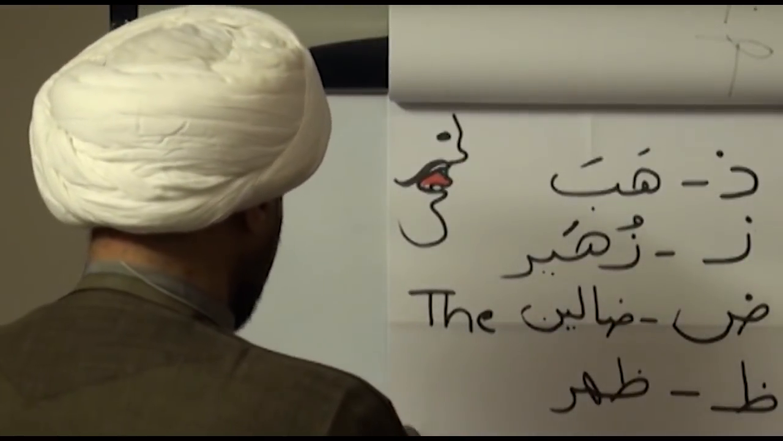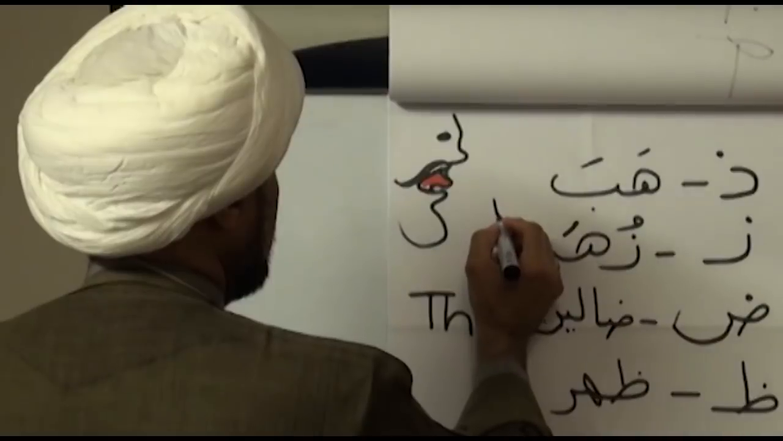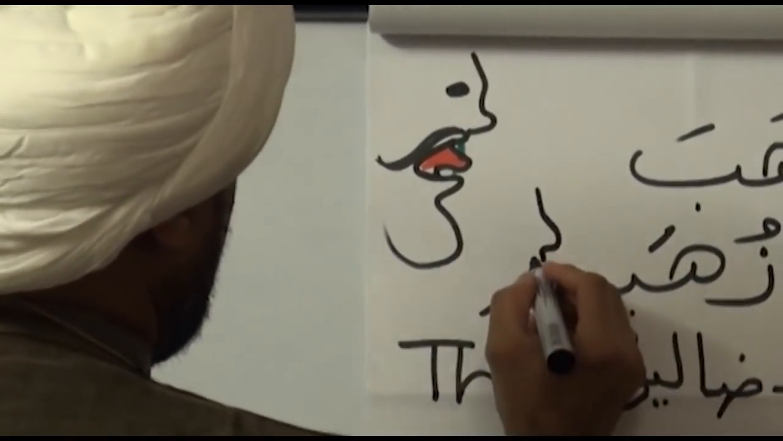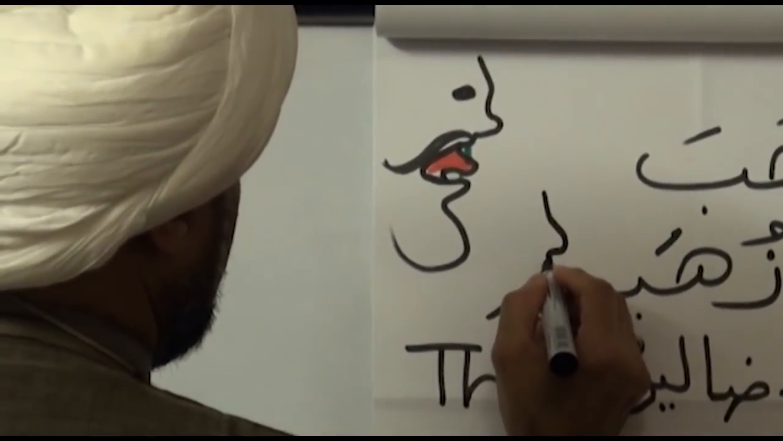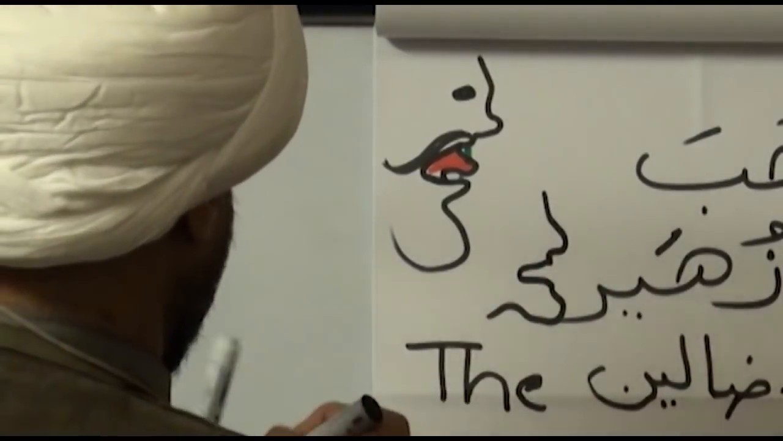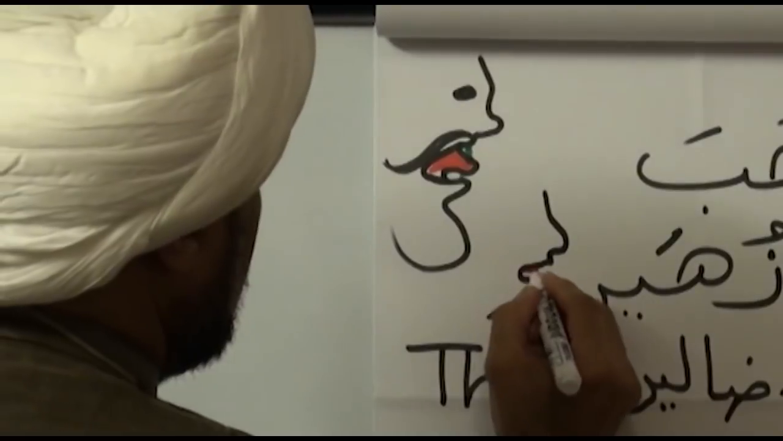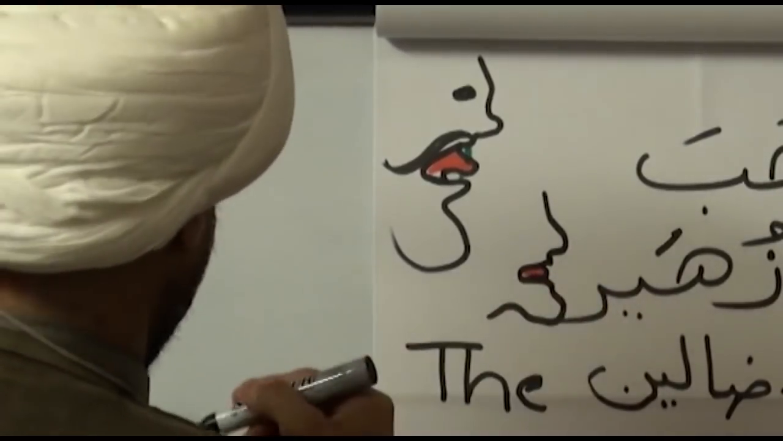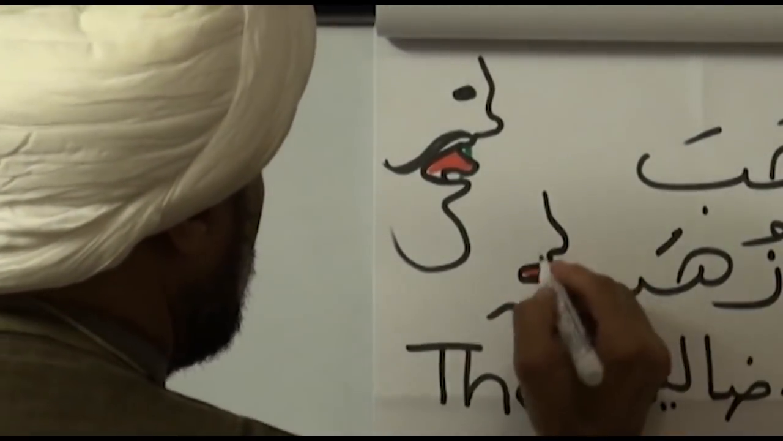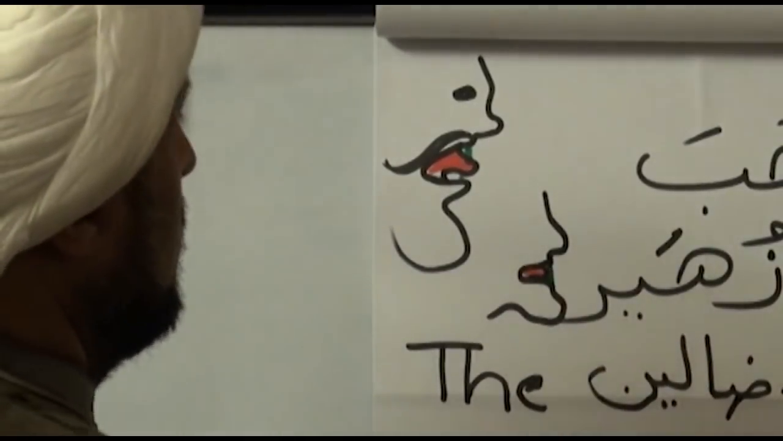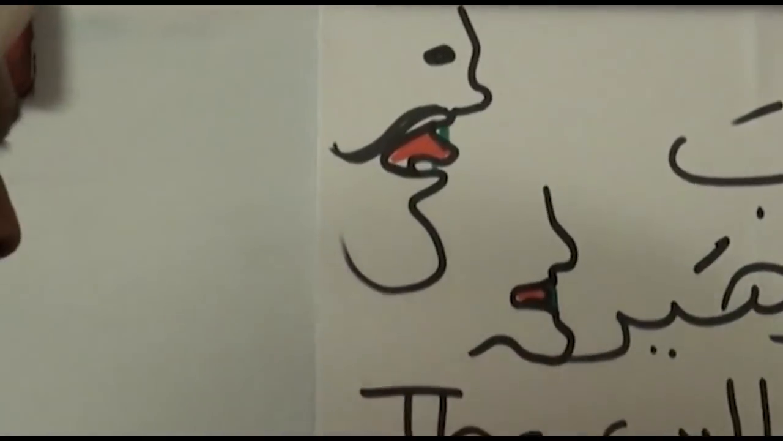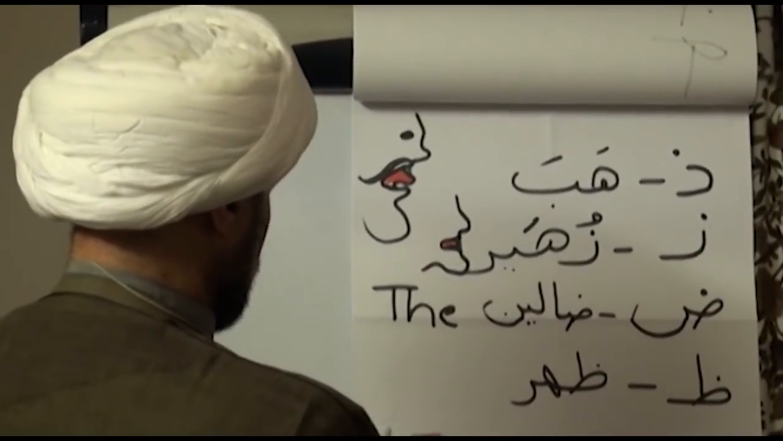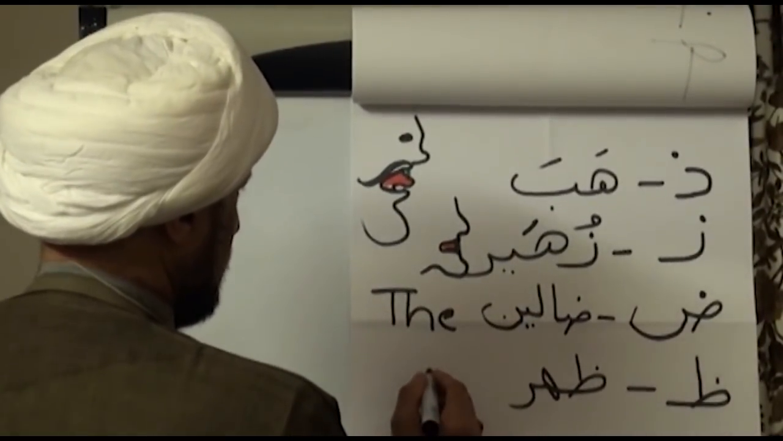So now, let me try to see if I can make Zuhair. The tongue is behind the teeth. We close with the teeth, so the tongue is behind. This will be complicated to draw, as it is a little bit complicated to pronounce. But this will be easy. Vohor.